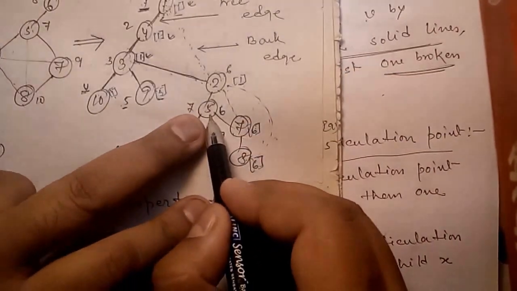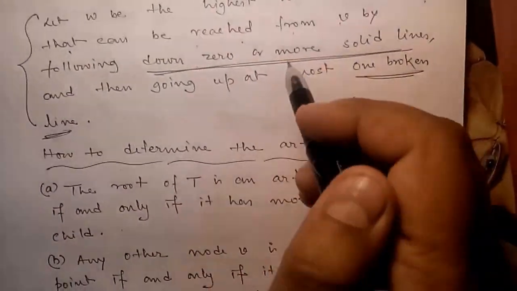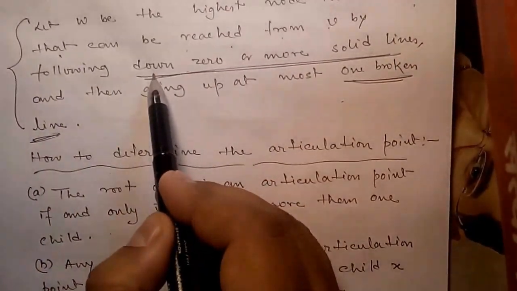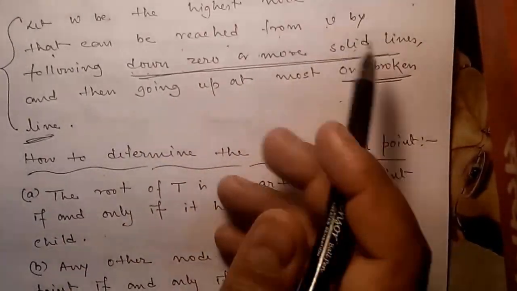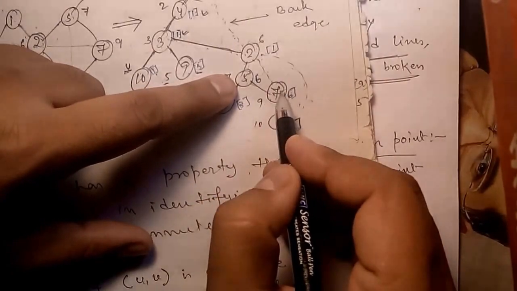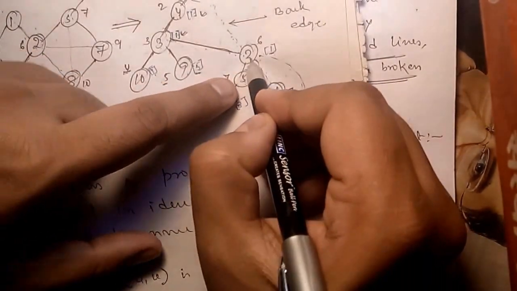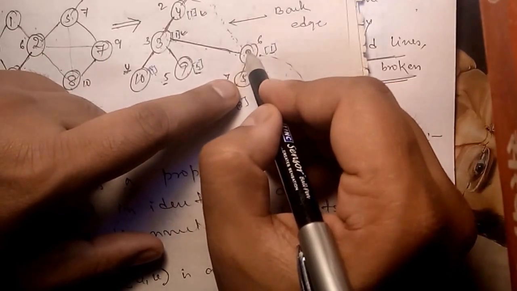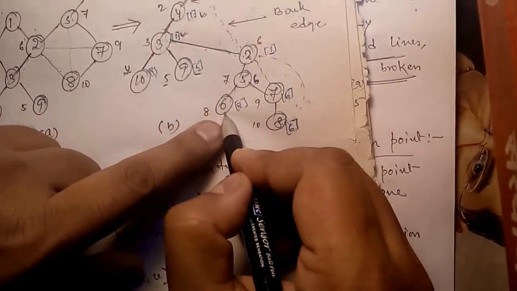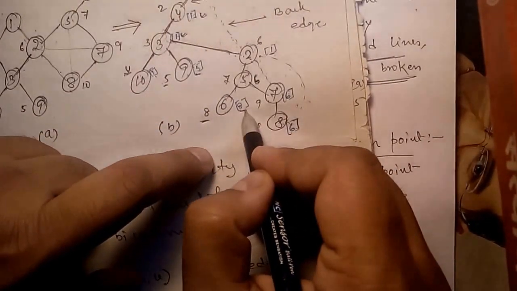Now for this 5, 0 or more down. You can see here, falling down 0 or more solid lines. Now 5 down 0 or more, 1 and 1 returns back in 2. Now the prenum value of 2 is 6, that's why copy 6 here. For this particular one, no down and no broken line, so just copy the prenum value.